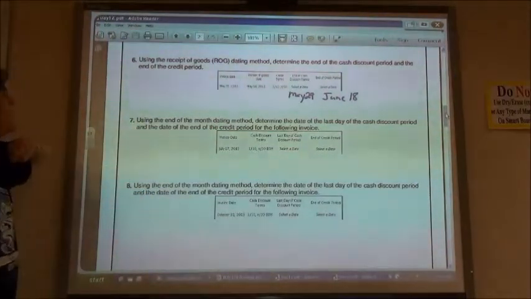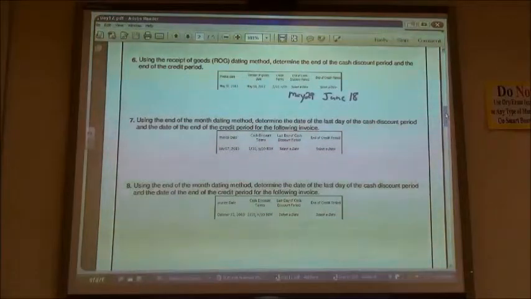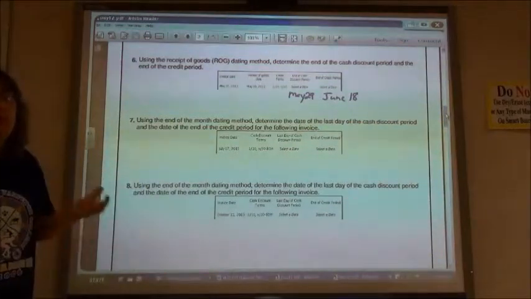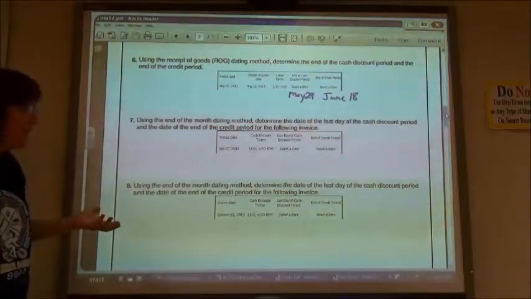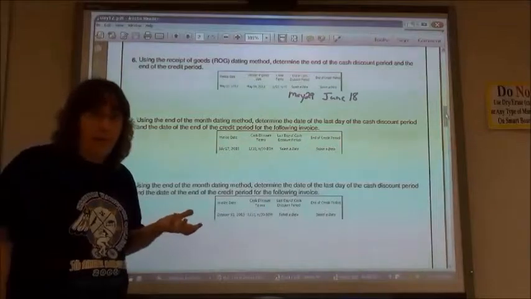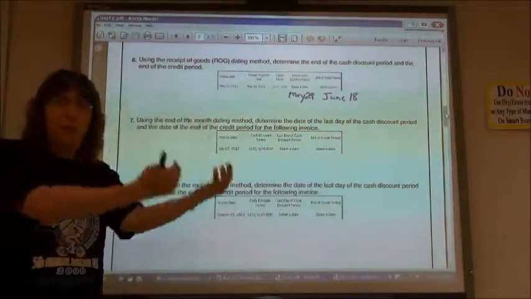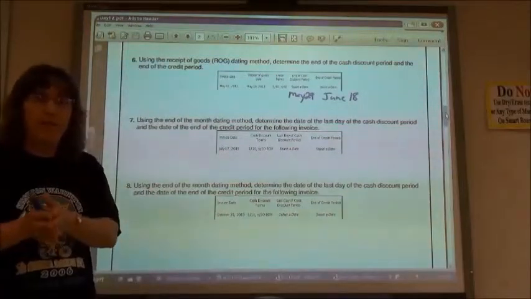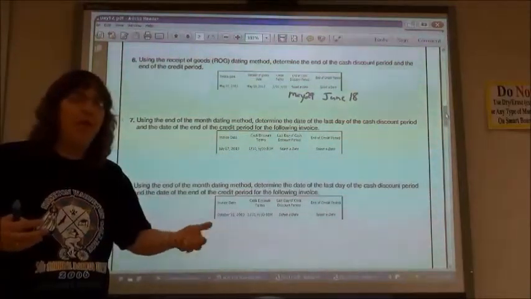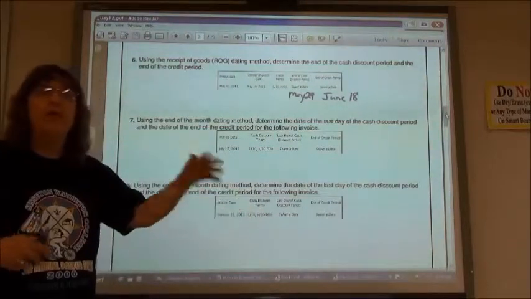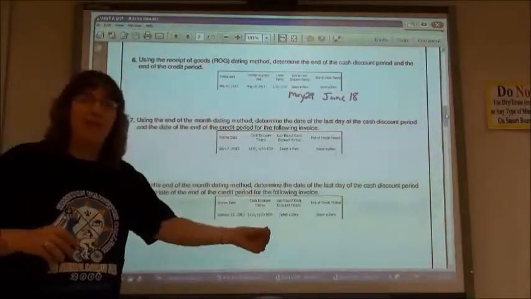Another dating method is using the end of the month dating method to determine the last day of the cash invoice period. This method basically assumes that people are doing their invoices on the 25th of the month. So if I got it before the 25th of the month, it's going to be due the next month because I'm going to process them on the 25th, send them out in the mail, and I either will have 10 days after the end of the month for the discount or 30 days after the end of the month for the net payment.